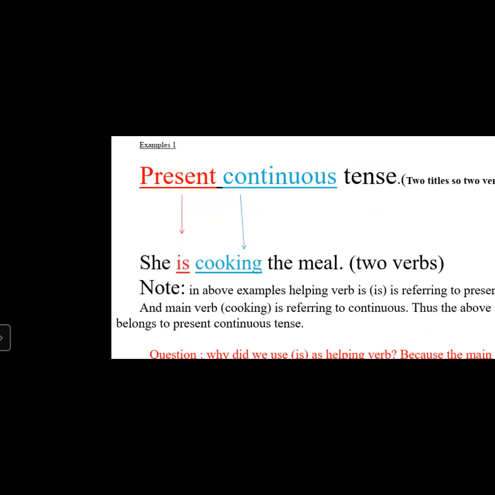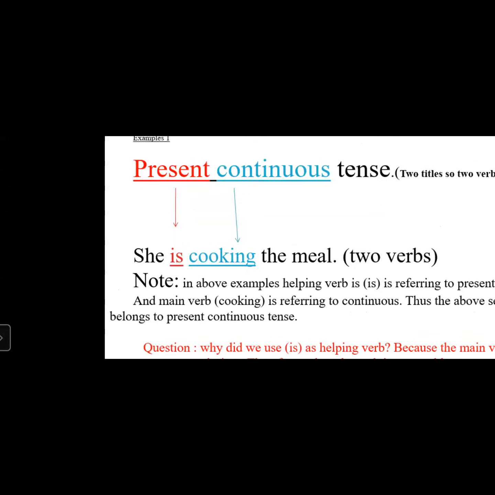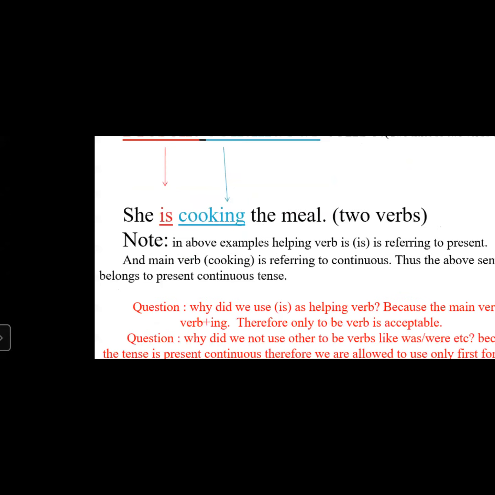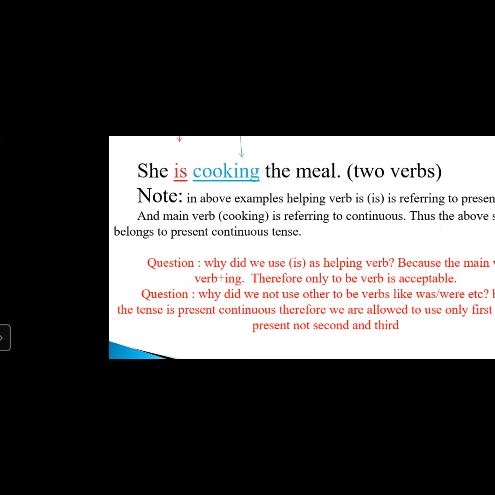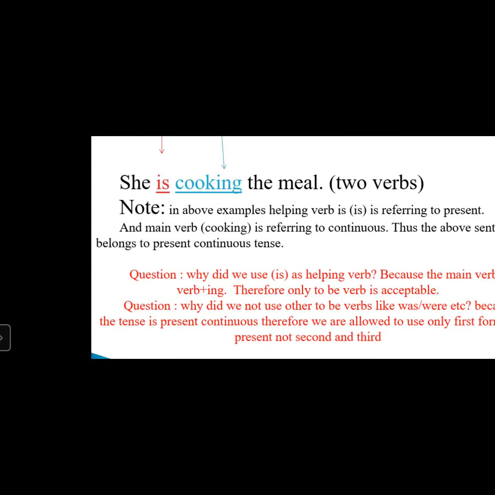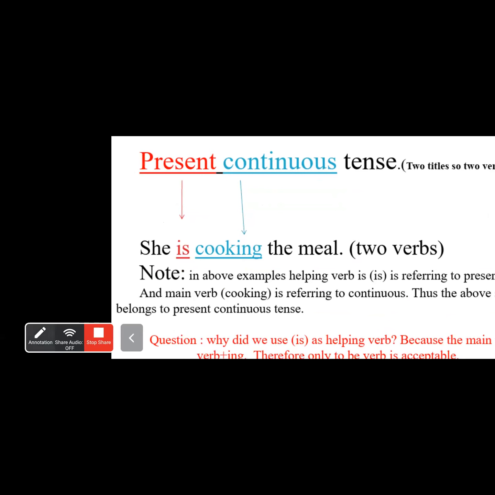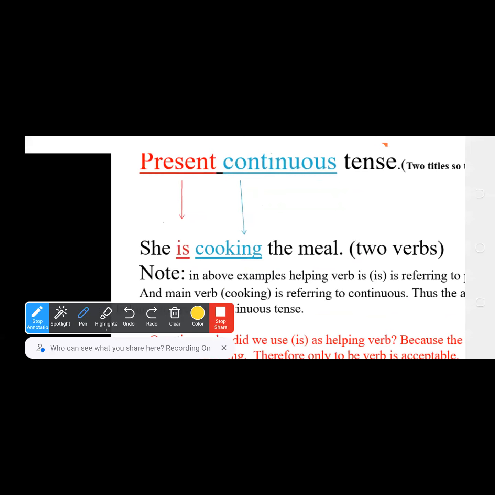So see, in the above example, the verb is referring to present. यहाँ पर is का काम क्या है, सिर्फ और सिर्फ ये शो करना कि ये कौन सा टेंस है, present. It only indicates it is present. और cooking क्या indicate करता है, continuous. जब ये दोनों दरम्यान में आ जाए, plus they create what, present continuous tense.